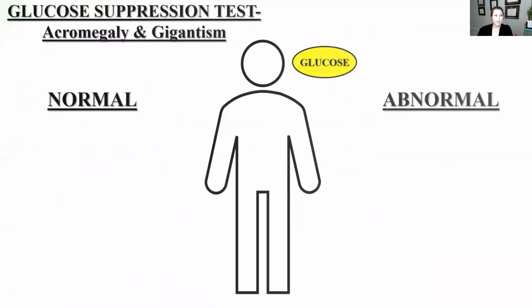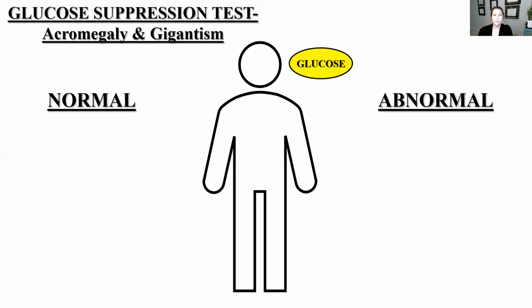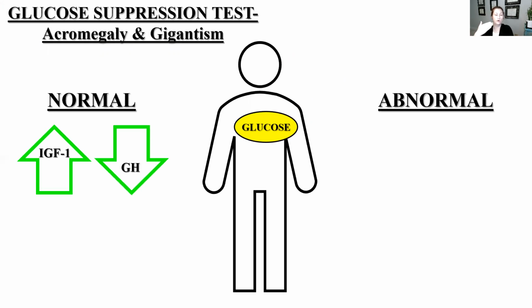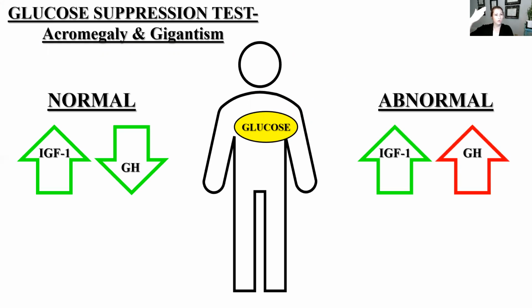So let's look for a second at that glucose suppression test. Remember, this is going to be our gold standard, definitive diagnostic for this one. So we're going to give a patient exogenous glucose. Normally, the insulin-like growth factor should go up and the growth hormone is turned down. In these patients, the insulin-like growth factor will go up, but the growth hormone will still be elevated. So this is why it's our diagnostic criteria for this.